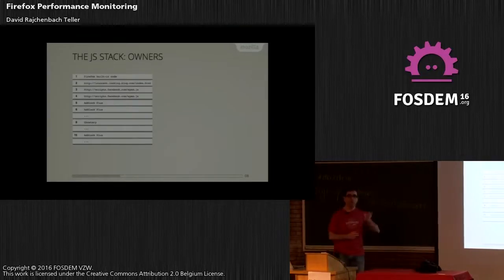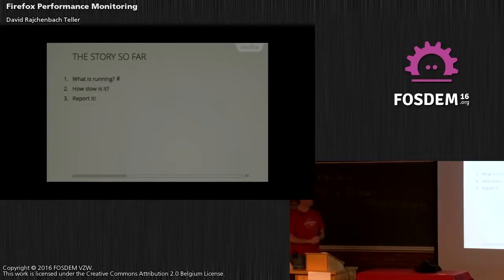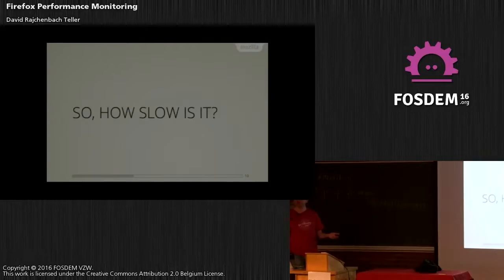So, by inspecting the memory representation of the JavaScript code that's being executed, we can find out who the code belongs to. So we have a way to answer the first question, what is running? We have not decided exactly when we would inspect the stack, but inspecting the stack is the first step to finding out what's running, and then to finding out how slow things are. So let's go to part 2. How slow are things?